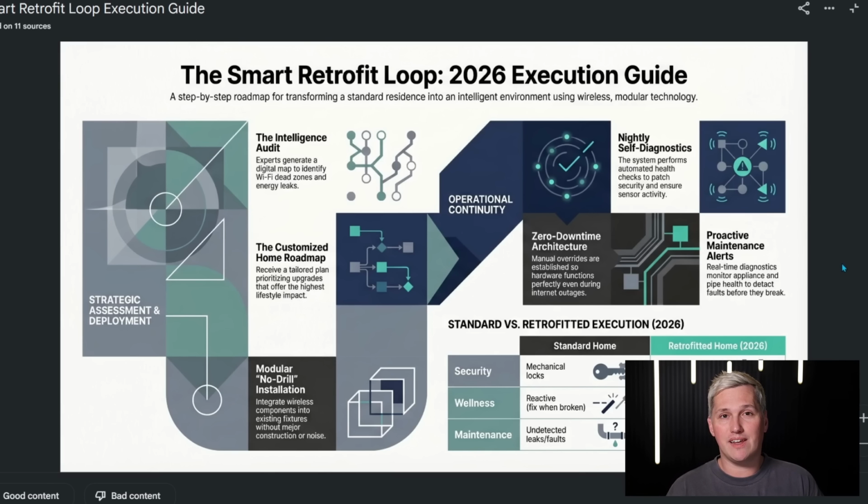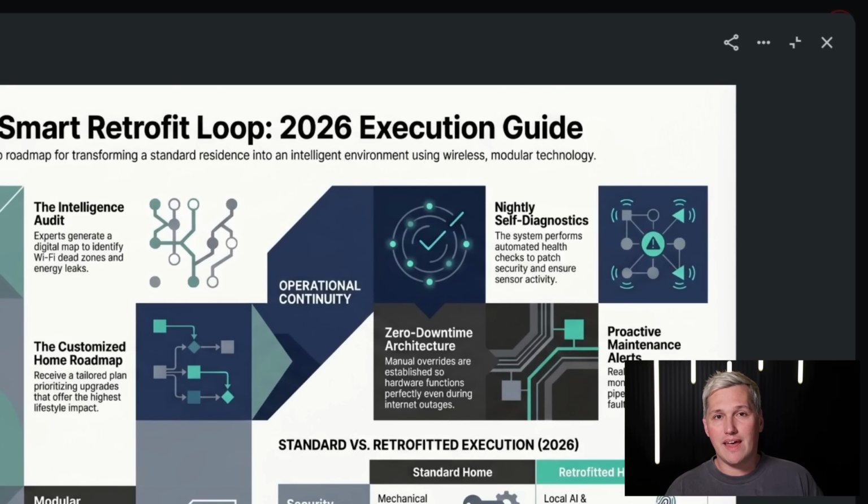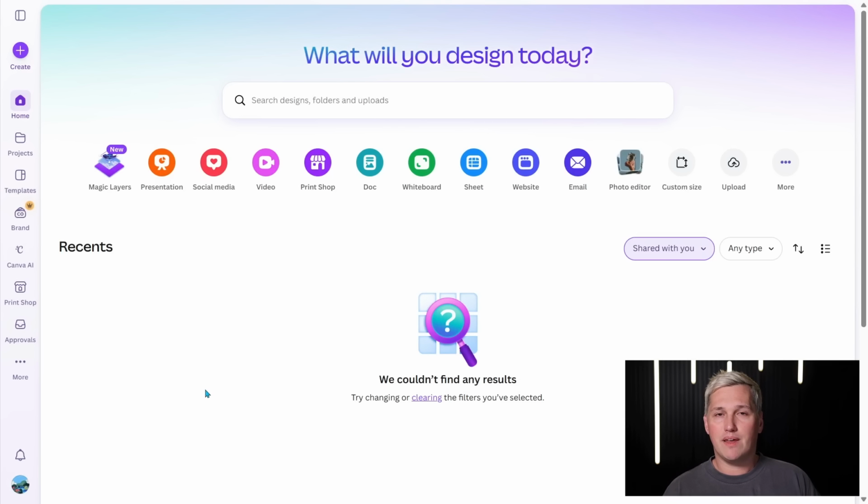That is the mistake. Once you have an infographic you are happy with, download it. You will see a small 3-dot menu on the infographic panel. Click that and save the file to your computer. Now open Canva. You do not need a paid subscription to follow this workflow. The free plan gives you enough to get through everything I am about to show you.